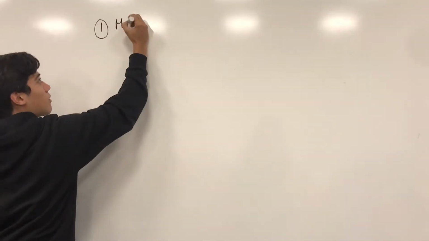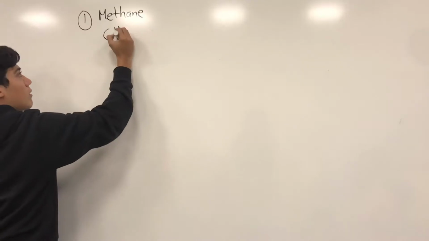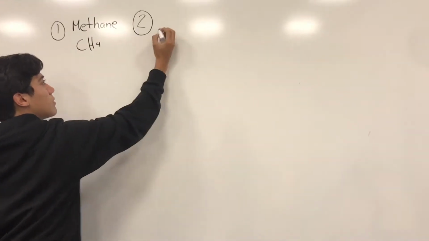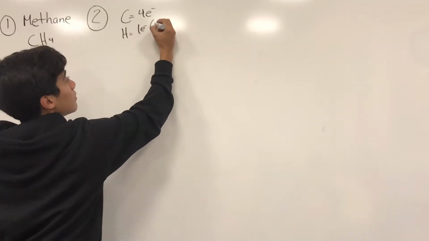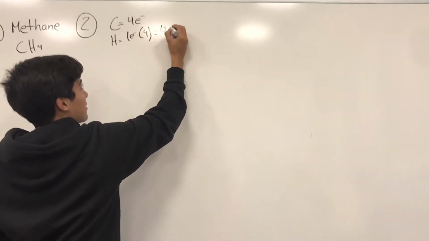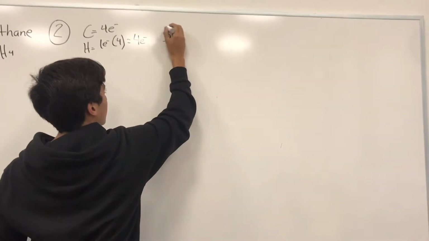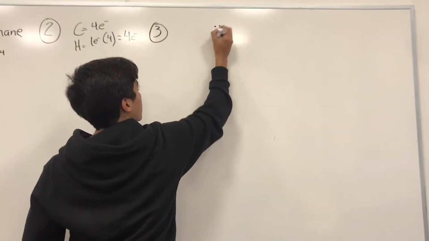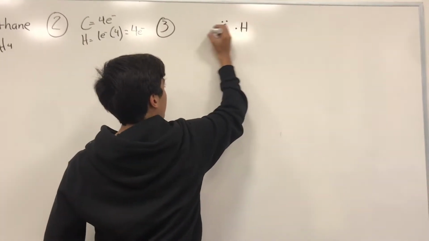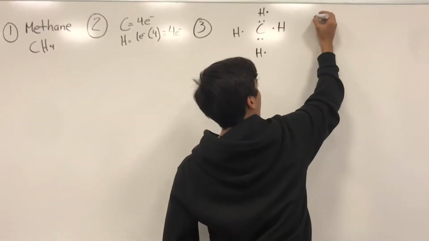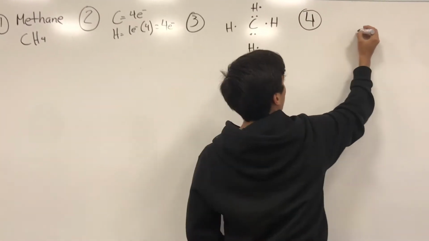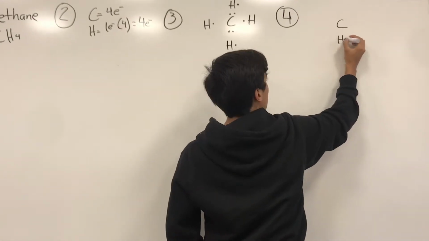This is the step-by-step to do the Lewis structure. The first step is to write the compound, which is methane. Step 2 is to write the valence electrons of each element. Step 3 is to write each element with the valence electrons by pairs. Hydrogen is with 1 because it completes the duet.